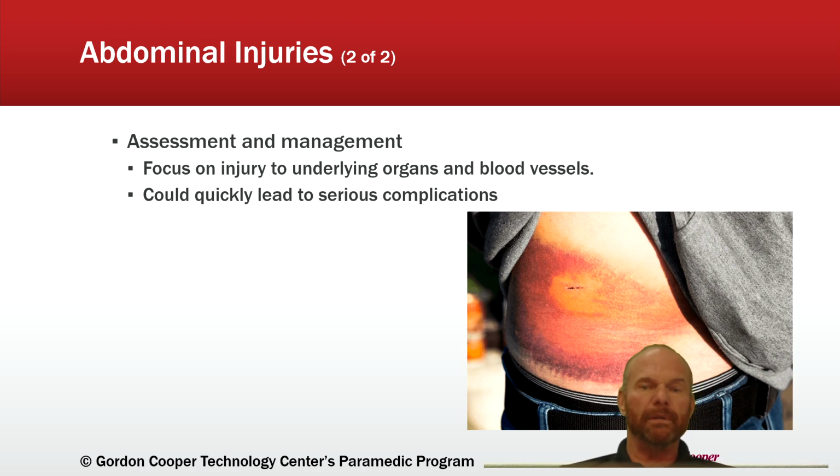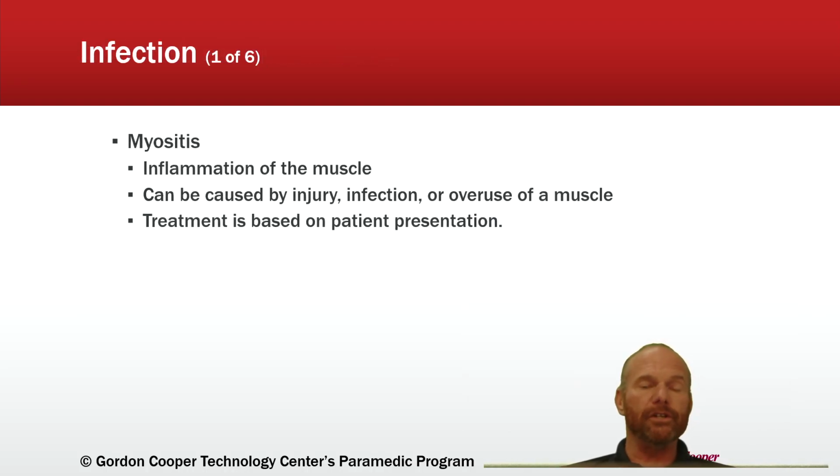And then we talk a little bit more about abdominal trauma in another chapter. However, even if we do have an eviscerated organ, remember, ABCs are still going to take over. Priorities are going to be our priority, not necessarily that. And then myositis, so the inflammation of the muscle. It can be caused by injury, infection, overuse of a muscle.